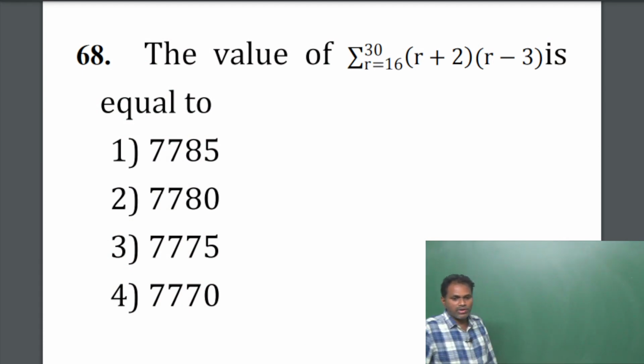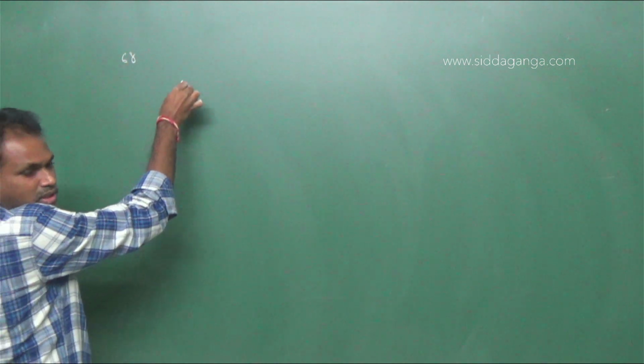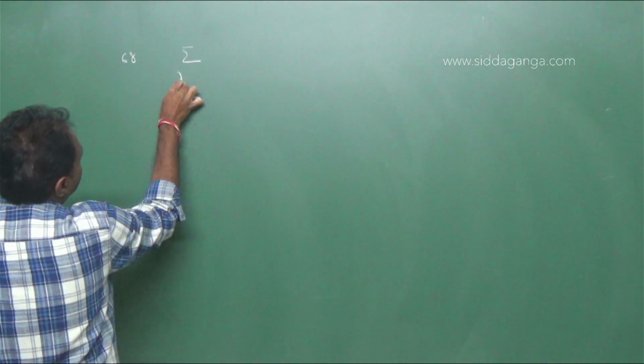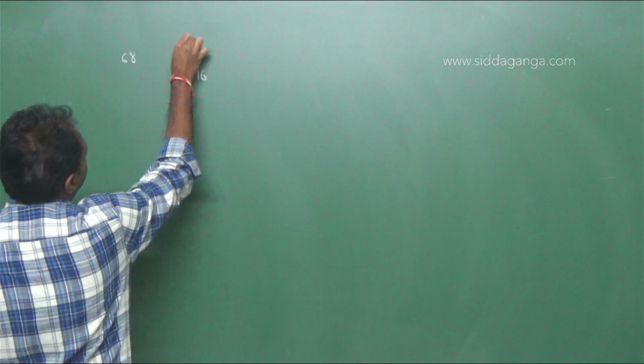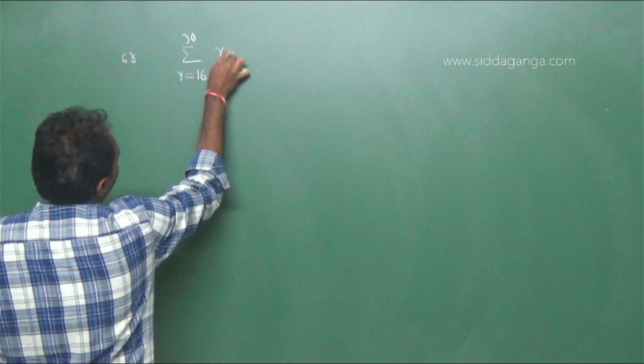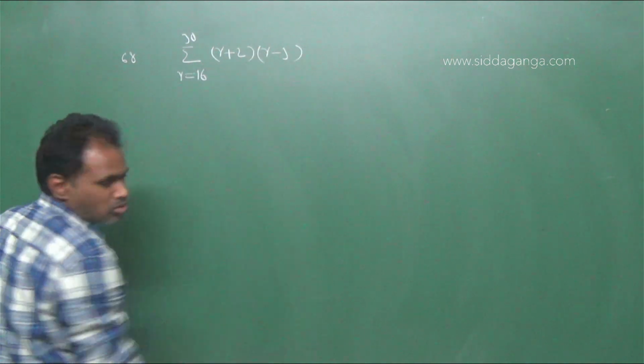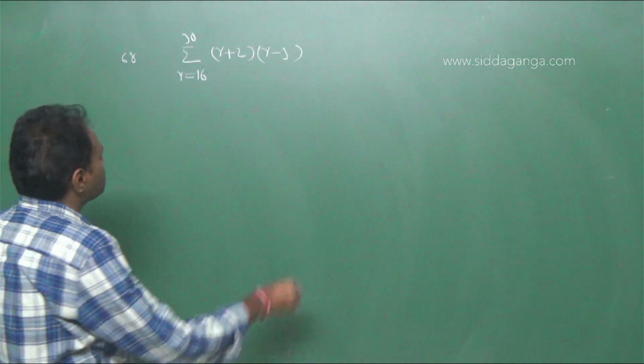Now, the value of sigma r equal to 16 to 30 of (r plus 2) into (r minus 3) is equal to. Now, here is given a sigma notation, that is sigma r equal to 16 to 30, (r plus 2) into (r minus 3).